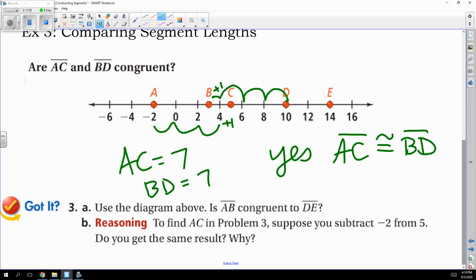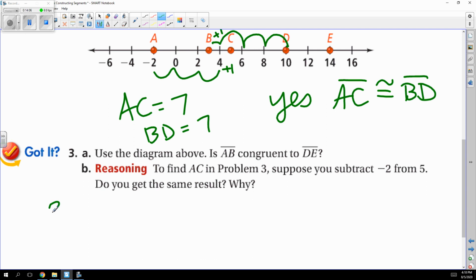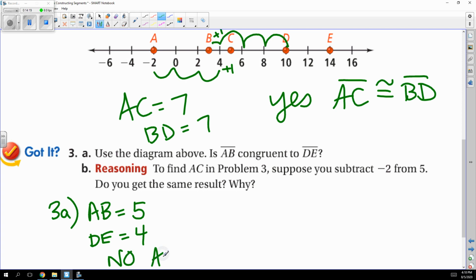So now we want to know, you should pause again, can you find out, is segment AB congruent to segment DE? So check your measurements a little bit. And in this diagram, the length of AB. So let's talk about 3A. It's a good idea to pause, do it on your own, and that would be the length of AB is equal to 5, and the length of DE is equal to 4. So that's no. Segment AB is not congruent, and I'll just make a congruent sign with a slash symbol, is not congruent to segment DE.